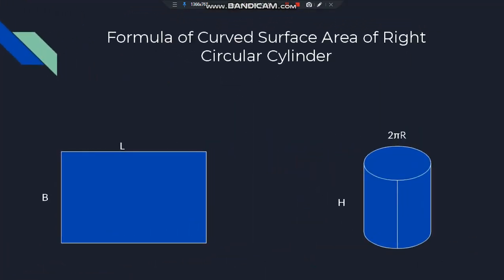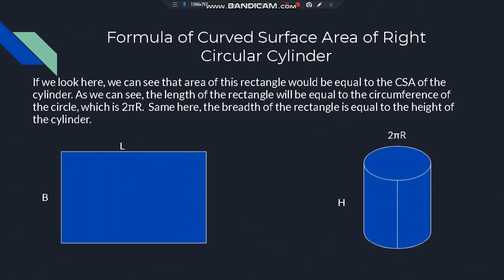Now let us see how to find the formula of curved surface area of a right circular cylinder. If we look here, we can see that the area of this rectangle would be equal to the CSA of the cylinder. As we can see, the length of the rectangle will be equal to the circumference of the circle, which is 2 pi r, and the breadth of the rectangle would be equal to the height of the cylinder.